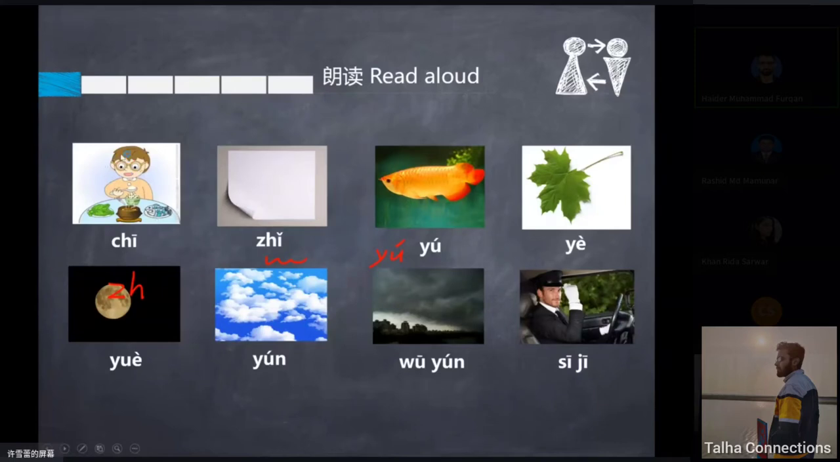So, actually, 他, 吃鱼, right? 他, remember 他, the third person pronoun, he or she, right? 他 吃鱼. So, actually, that's a sentence. He eats fish, right? And now, you may make another sentence. The driver eats fish. 司机吃鱼. The driver. 司机吃鱼.